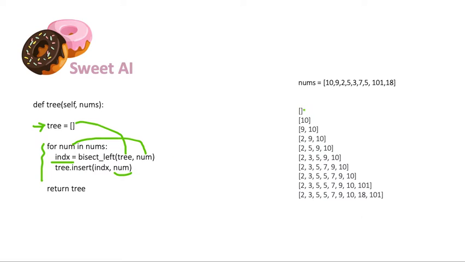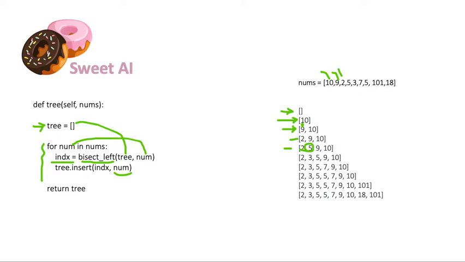As you see, we start from 10. At the beginning the tree is empty, then we're gonna put 10 here, and then we have 9, and it says put 9 at index 0, so we insert 9 here, and then we have 2, we insert 2 here, and then we insert 5 in between. So this bisect one gives us the index that we should insert the value in the tree to keep it in order, in increasing order.